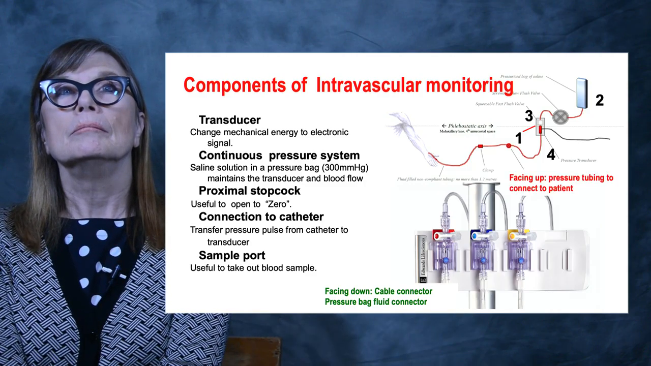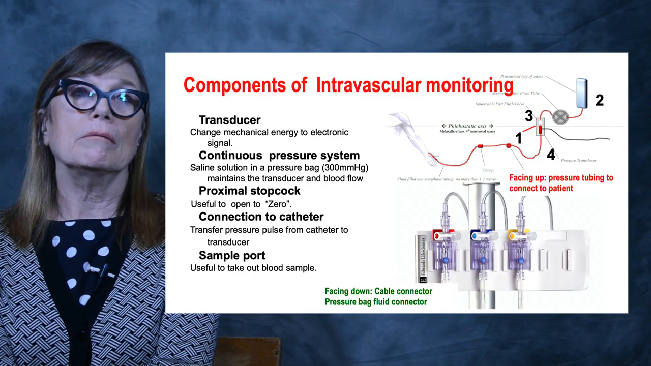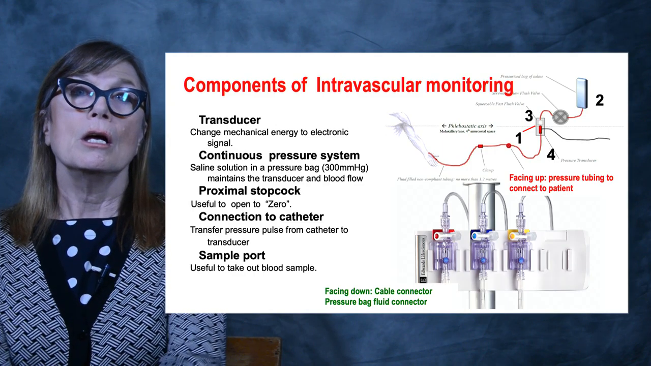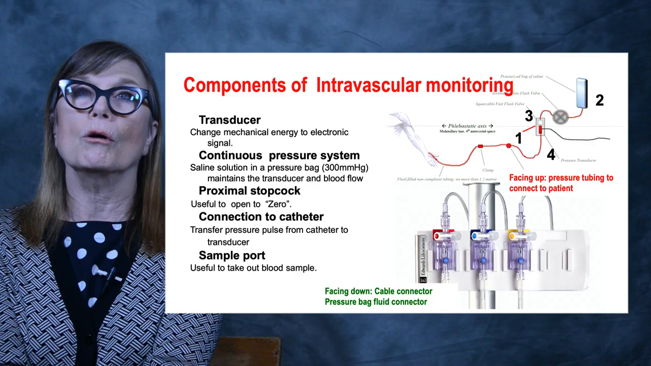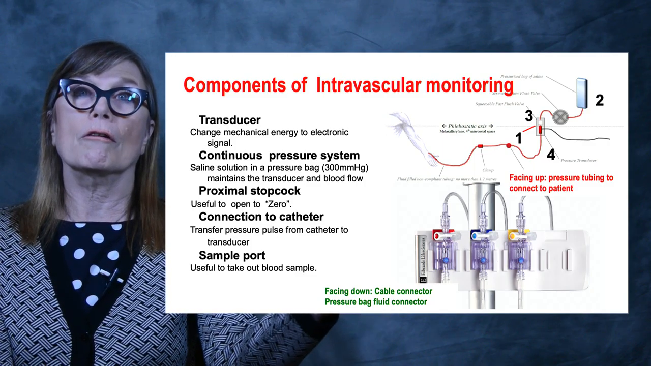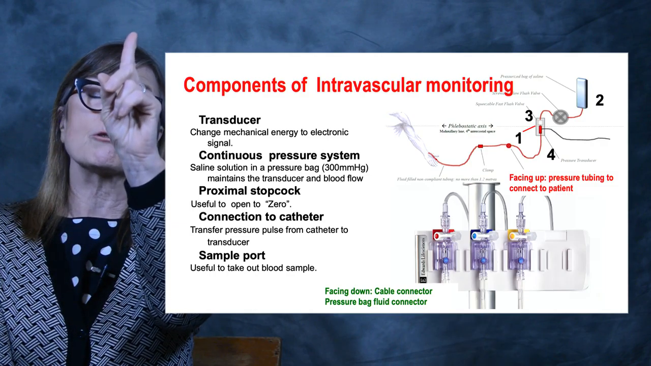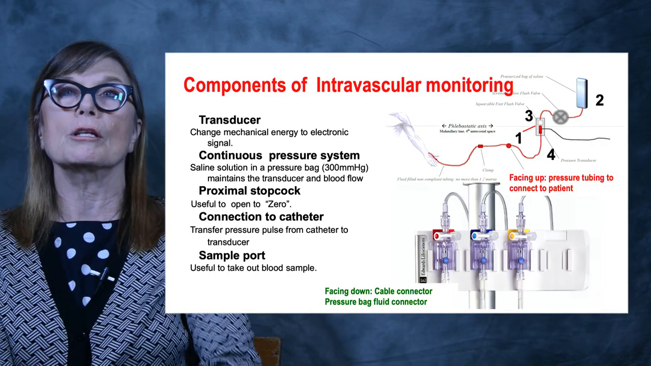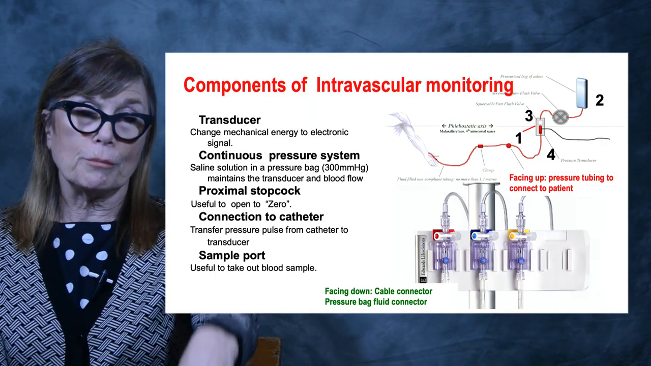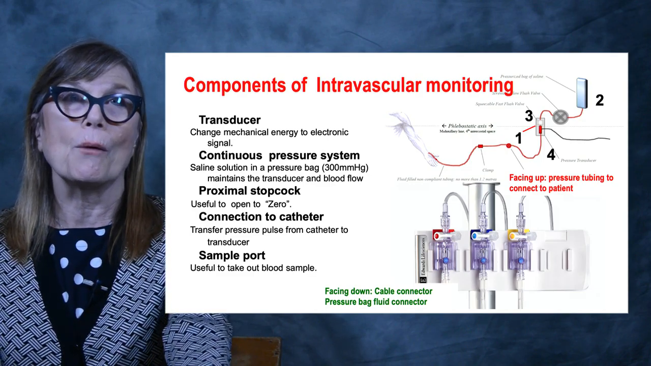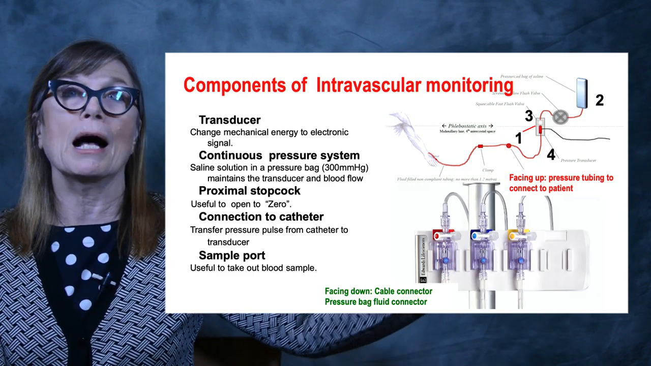Facing up will be the pressure tubing that will connect to your patient. So here with our transducer holder, what you're seeing to your far left is the arterial line, denoted by the red, with the pressure tubing going up, which then connects to the patient, and the fluid tubing going down and the cable going down, which connects to your pressure monitor.